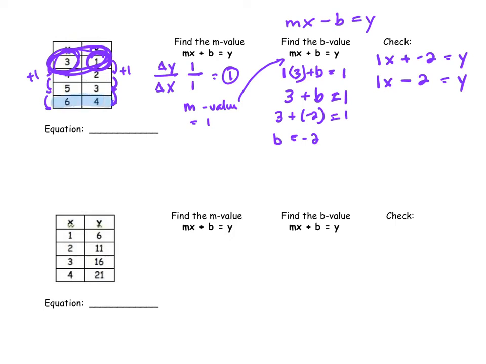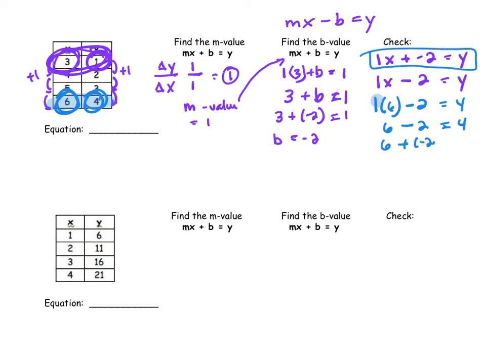We can pick any ordered pair we want from the table. I'm going to look down at the bottom right now and use 6 and 4. So I'm going to take 1 times 6. There's the x value that I've chosen to use. I'm going to subtract 2, and it should give me back 4. So 1 times 6 is 6, minus 2 will give me 4. And if you use the equation in the other direction, if you took 6 plus -2, that would certainly give us back 4 as well.